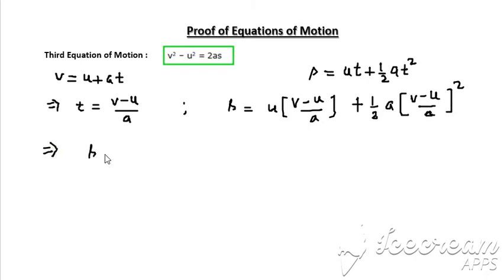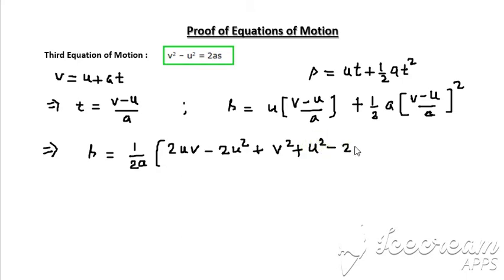If we go for simplification, we can take 1 upon twice a as a common, and since we have taken two downsides, so multiply two upsides, so this will become twice u into v, the first term, minus twice u square. And if we take this thing from the other part of the expression, you will find it's going to be a square. A will settle out, so ultimately it will lead to v square plus u square minus twice uv.